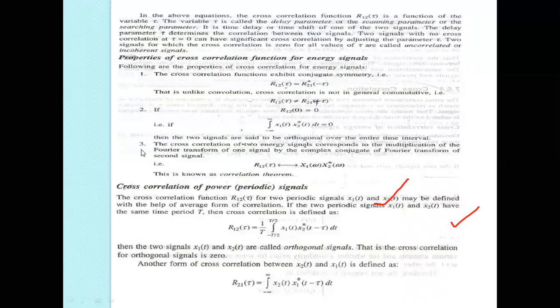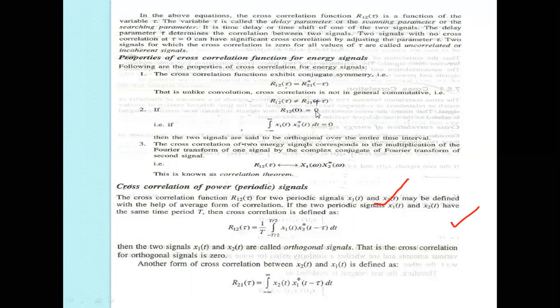Now some of the properties, we have three properties. R12 of tau is equal to R21 star of minus tau. So whenever we interchange 1 and 2, tau becomes minus tau, then only both are equal. So unlike the convolution, the cross correlation is not in general commutative. Okay, R12 of tau is not equal to R21 of tau, my dear students. It is not a minus, it is a plus tau.